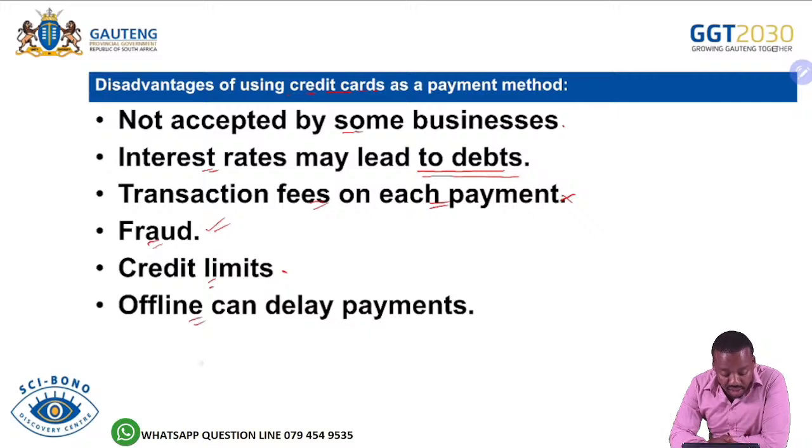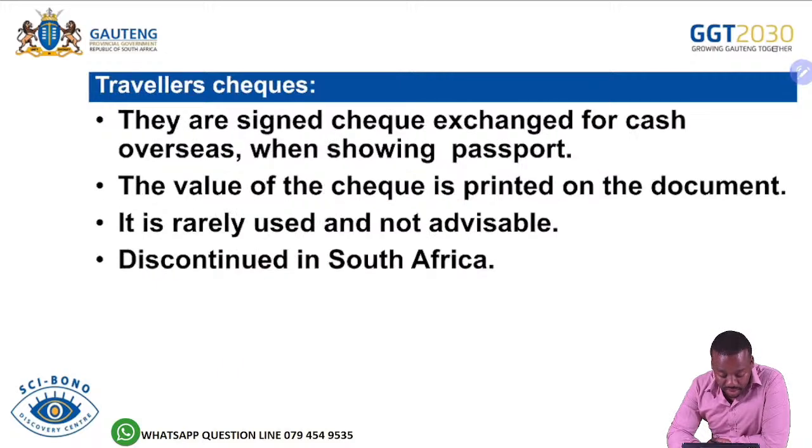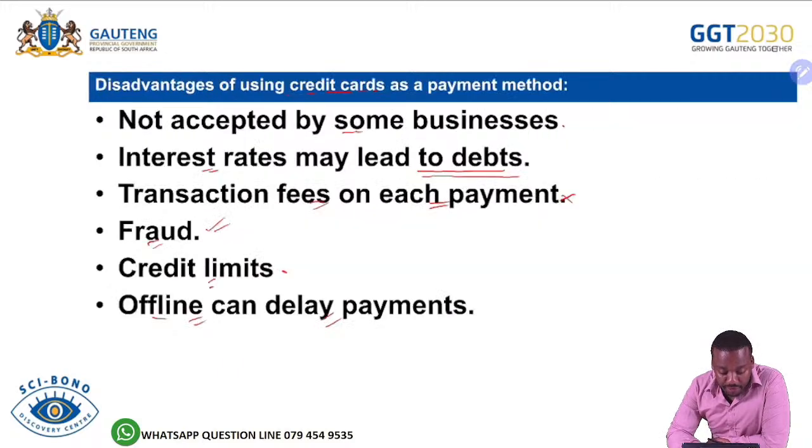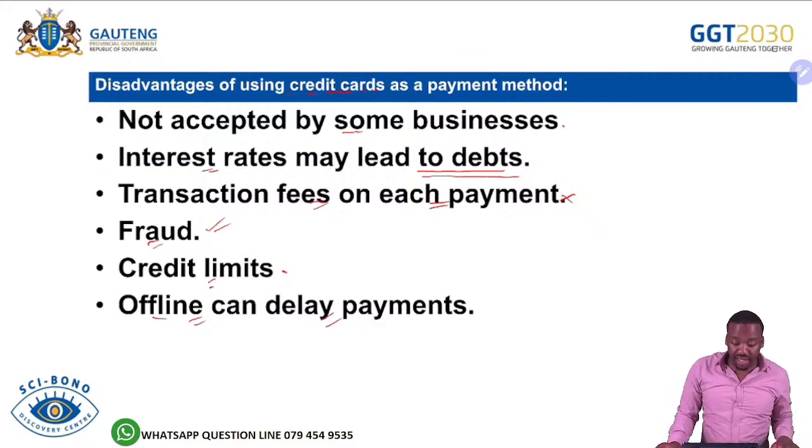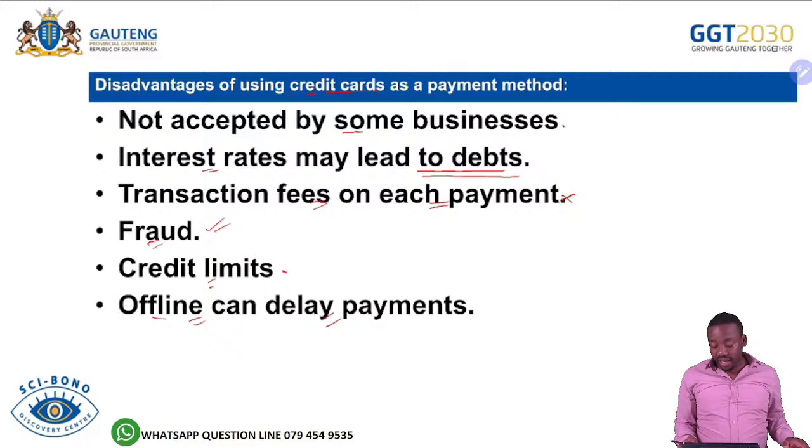We know that online payments can also delay. So offline can also delay payments, right? When the system is off and so on, then the payments can be delayed. Right. So these are some of the disadvantages of using a credit card as a payment method.